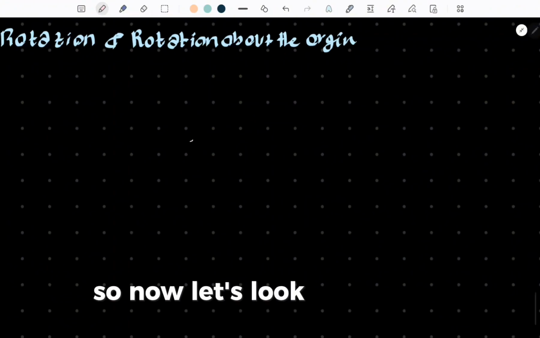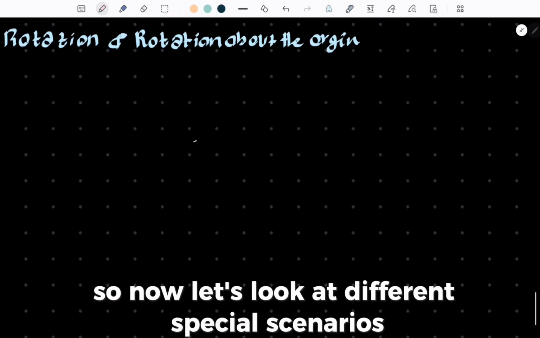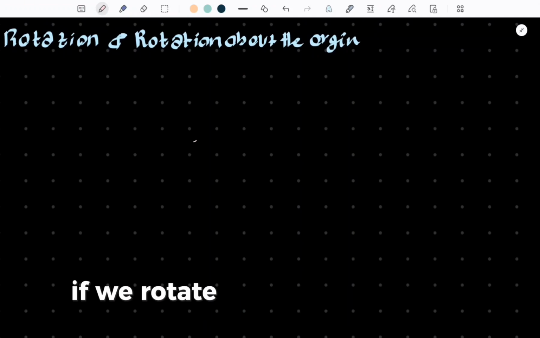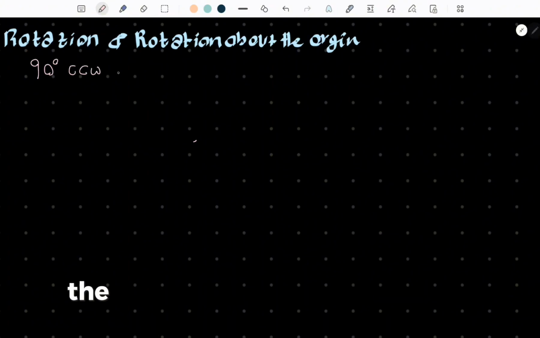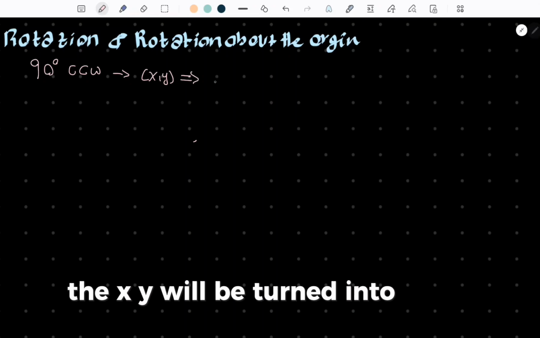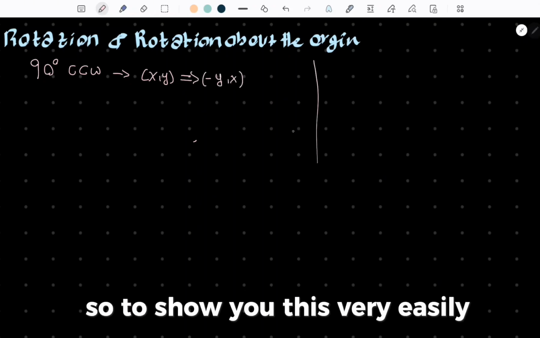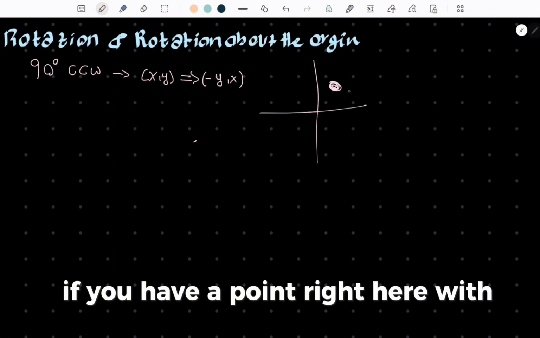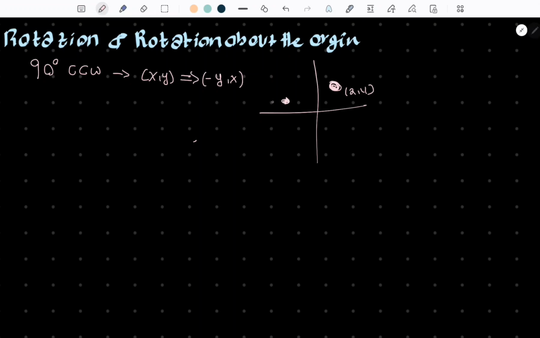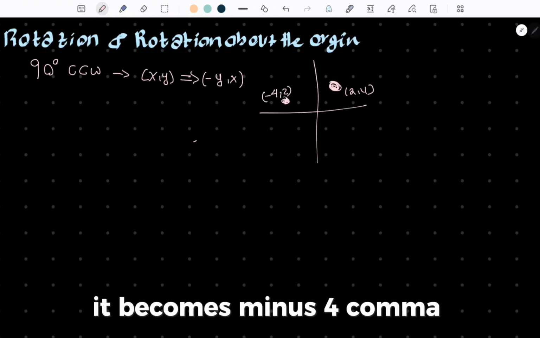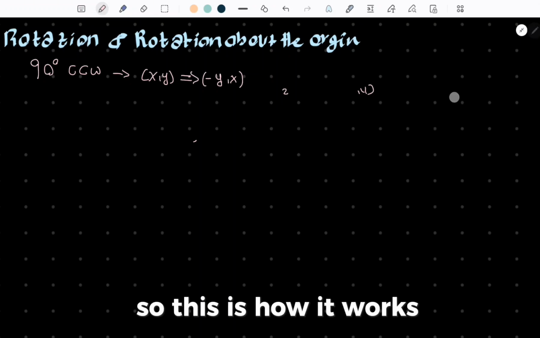Now let's look at different special scenarios. For example, if we rotate a particular body 90 degrees counterclockwise, (x, y) will be turned into (-y, x). To show you this very easily, if we have a point right here at (2, 4), and it's rotated to this point, it becomes (-4, 2). So this is how it works.